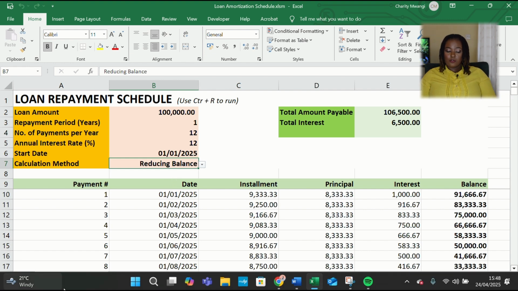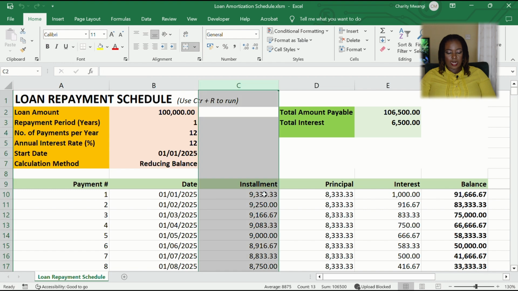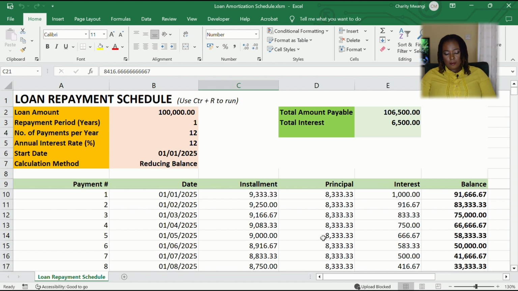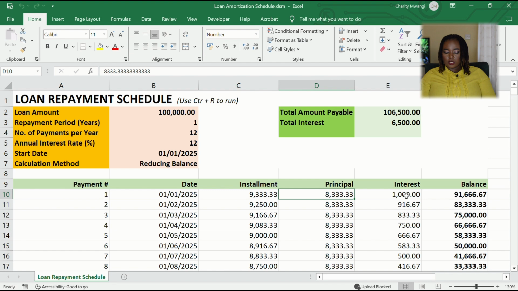So as you can see, for the reducing balance method, the installment keeps on changing from the first month until the last month. So it goes on reducing. The principal amount does not change. It's the same throughout the period, but the interest keeps on reducing because the interest for the following month is based on this balance. So 1% per month because the annual rate is 12%. So the interest keeps on reducing based on this balance.